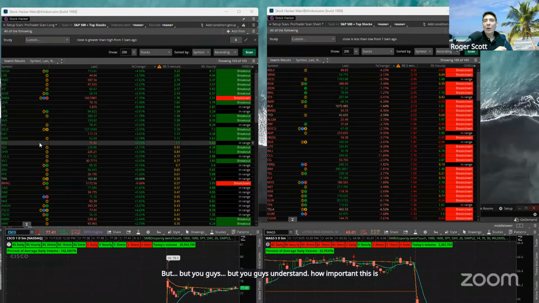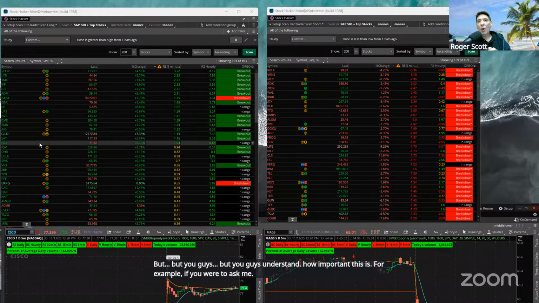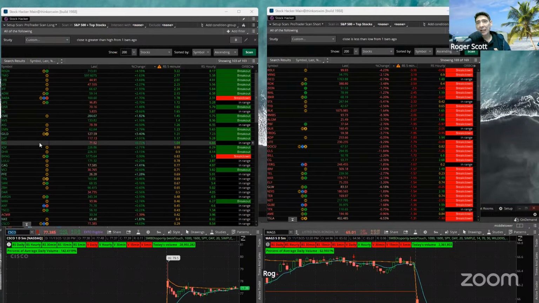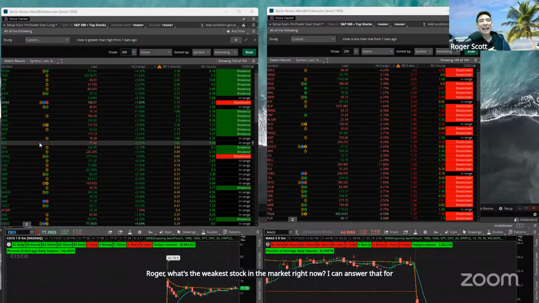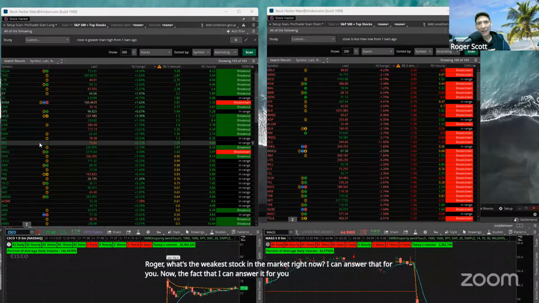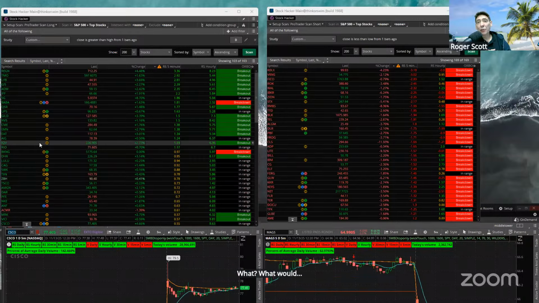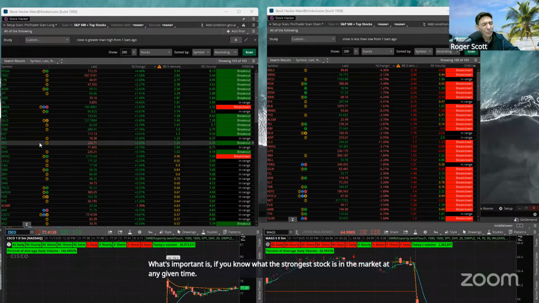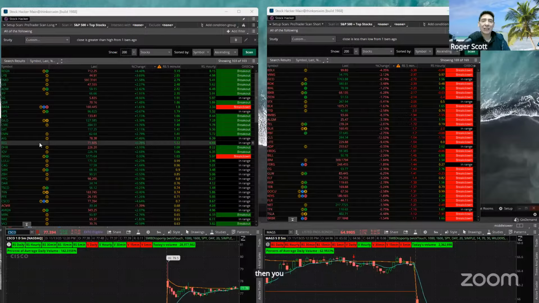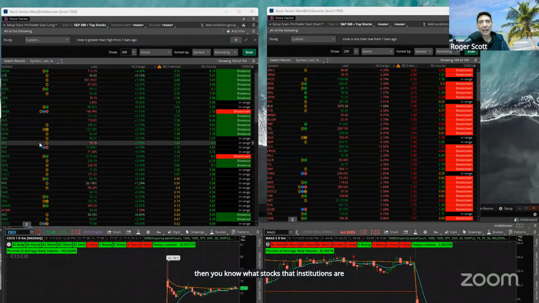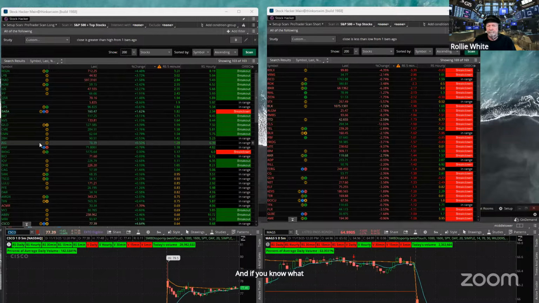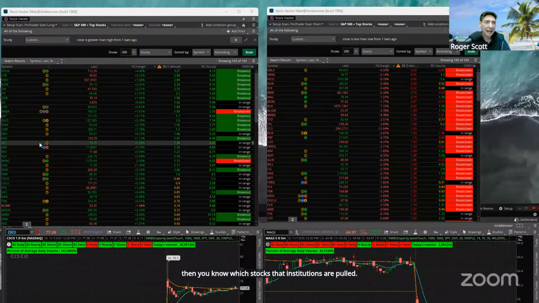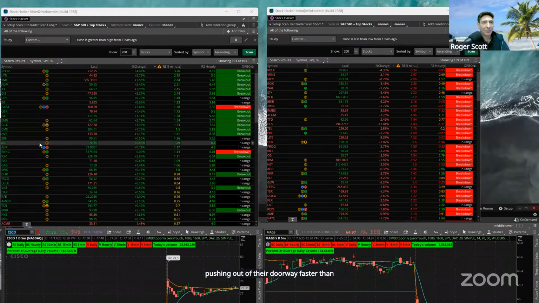For example, if you were to ask me, Roger, what's the strongest stock right now in the market? I can answer that question for you. What's the weakest stock in the market right now? I can answer that for you. The fact that I can answer it doesn't mean squat. What's important is if you know what the strongest stock is in the market at any given time, then you know what stocks institutions are salivating over right now. And if you know what the weakest stocks are, then you know which stocks institutions are pushing out of their doorway faster than you can kick a smelly cat out of your house.